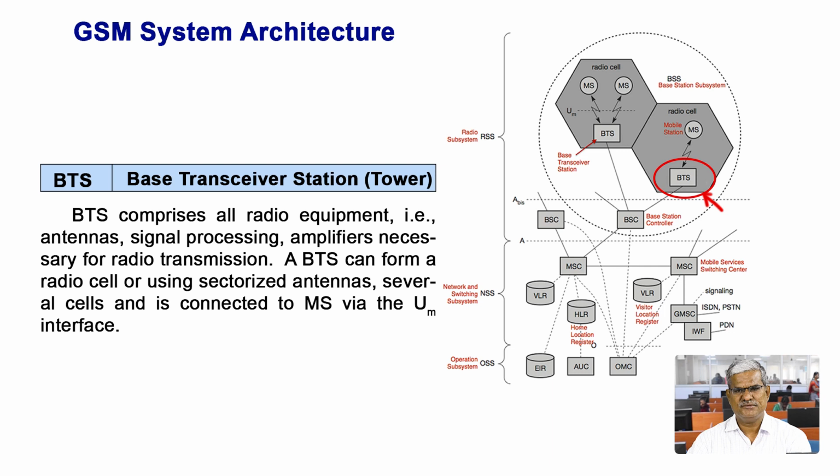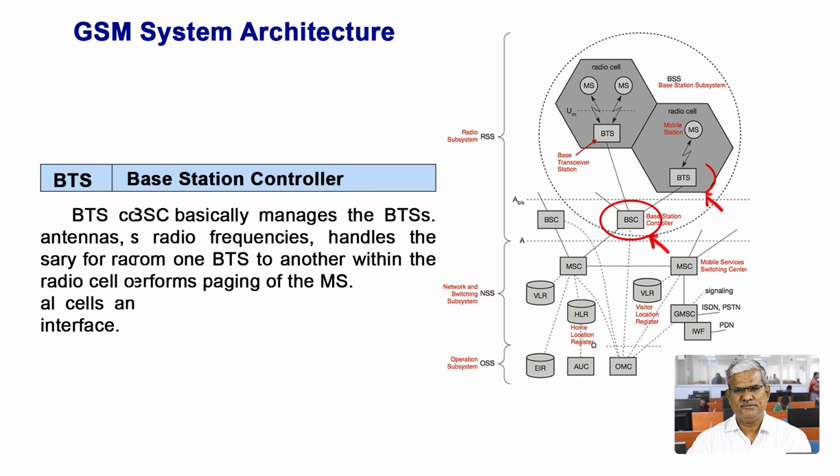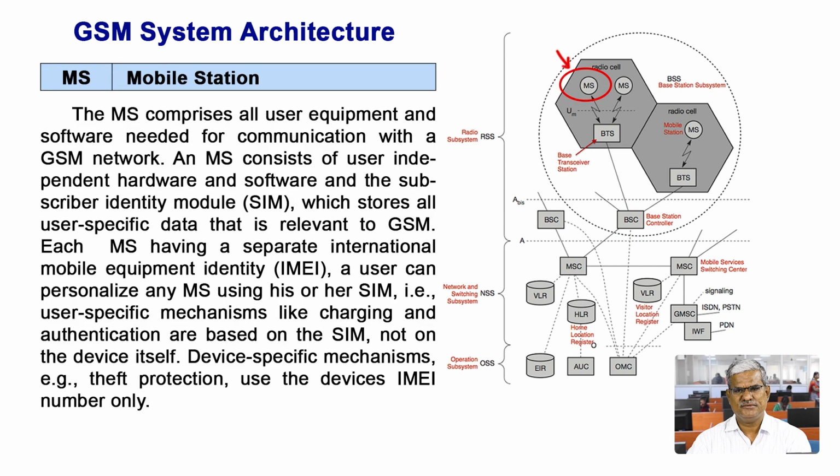The base transceiver station, the BTS, does both functions, that is transmission and receiving. So it will transmit the signal from the tower to the mobile station, as well as receive the signal from the mobile station to the tower. The next one is base station controller, that is BSC. The BSC basically manages the BTSs. It reserves radio frequencies, handles the handover from one BTS to another within the BSS, and performs paging of the MS.